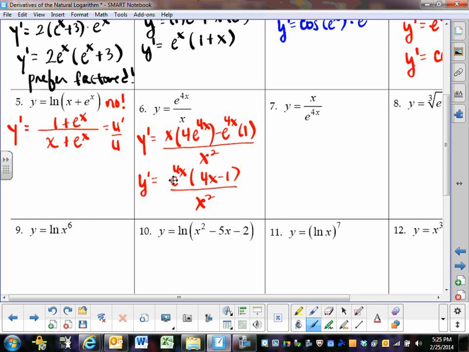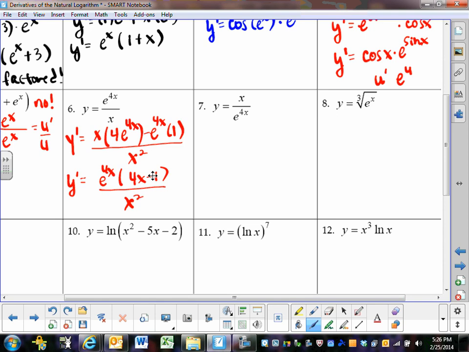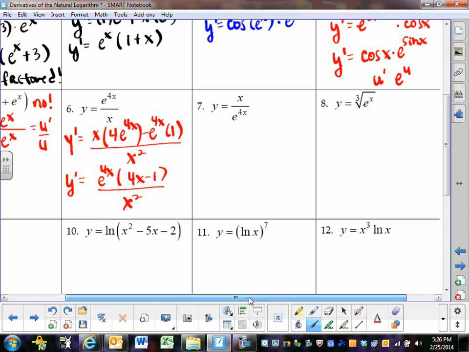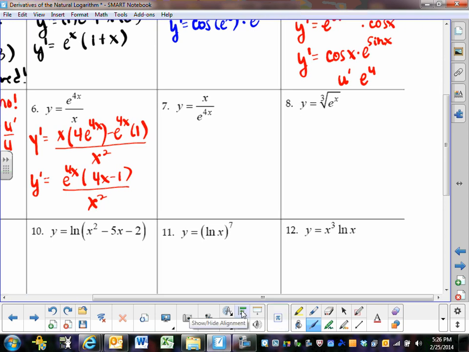Number 4 is also really a chain. The e to the x stays, times the derivative of the inside, which would be cosine x. And remember, we typically see these written with u prime, e to the u. We don't want the power to run into the derivative that's not part of the power.